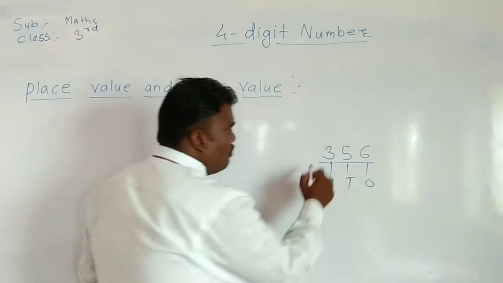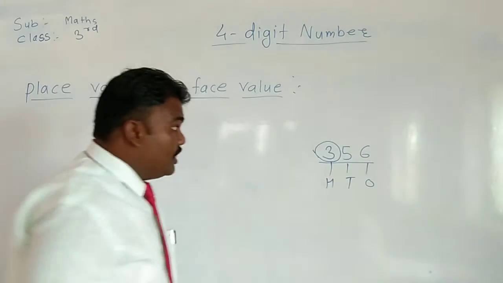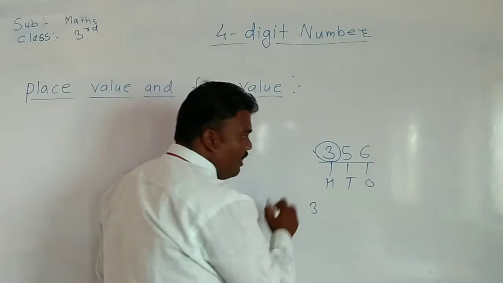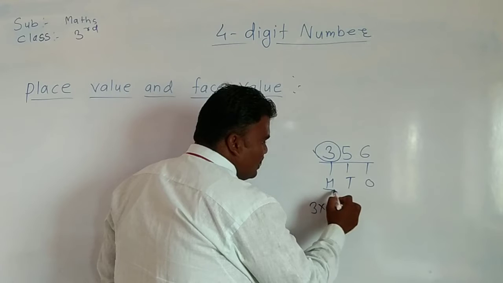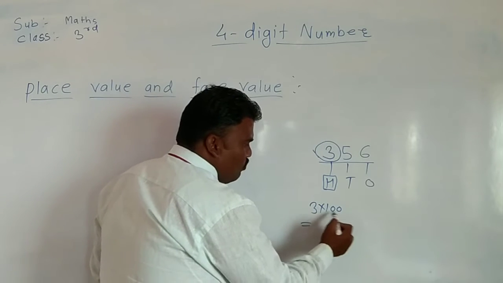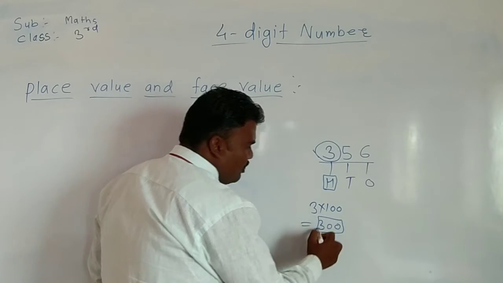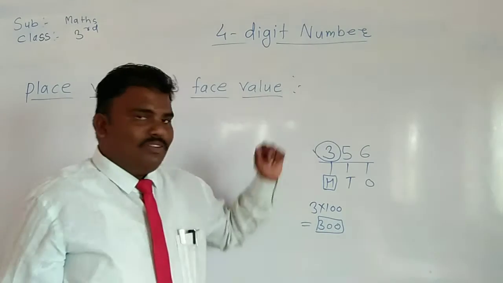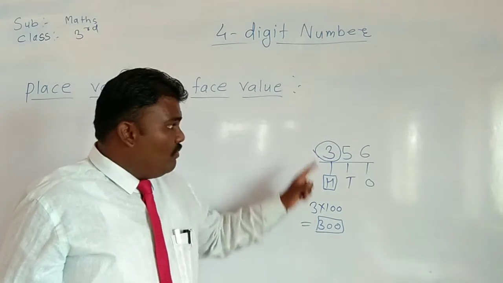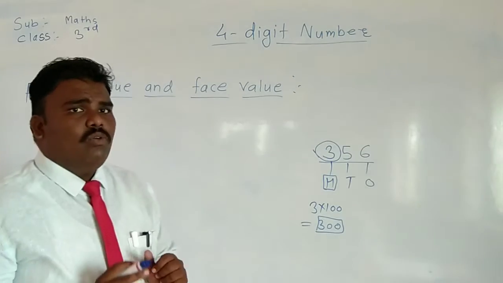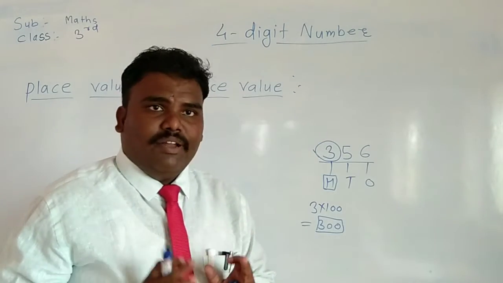For example, if someone asks you what is the place value of 3, what will you say? You have to write this 3 over here and multiply it by 100. Why? Because this is at the hundreds place, and if you multiply 3 by 100, it will be 300. So this 300 is nothing but the place value of 3. This is how, dear friends, you have to find the place value of a particular digit.